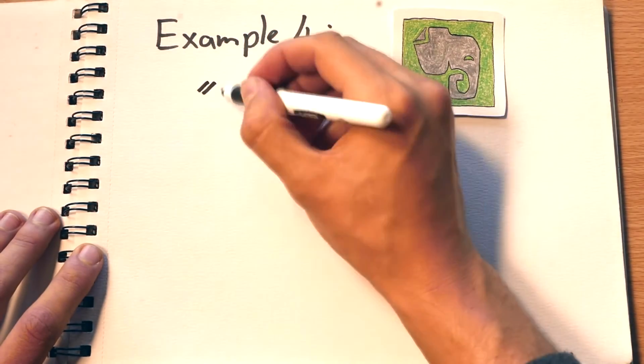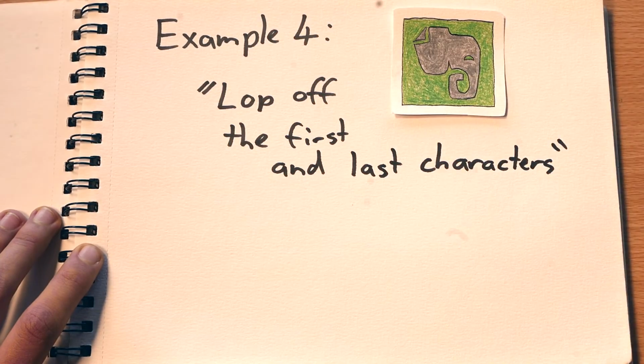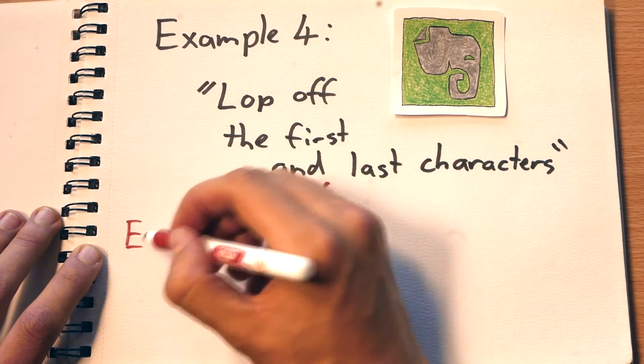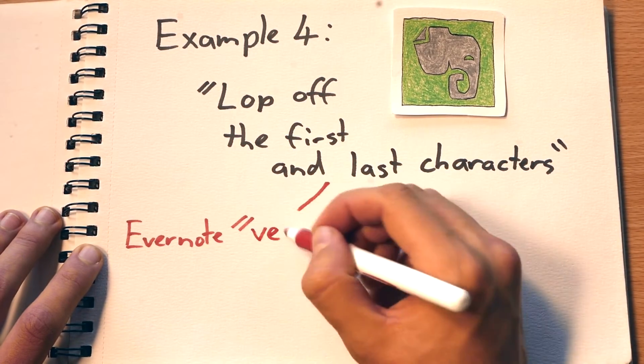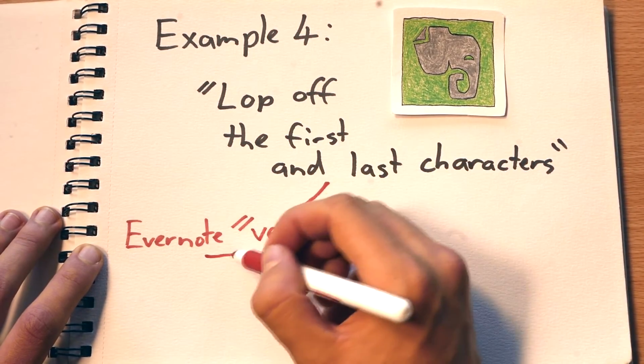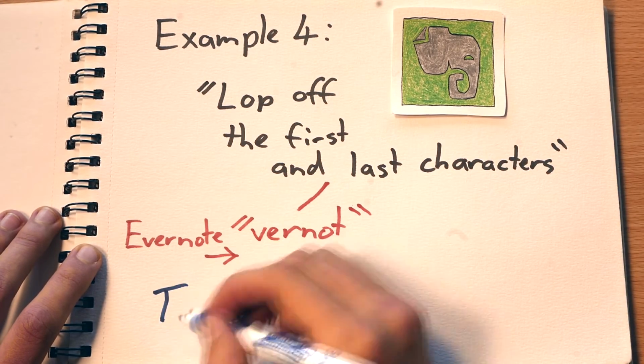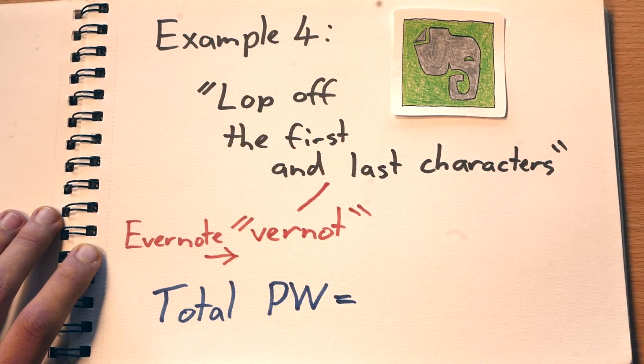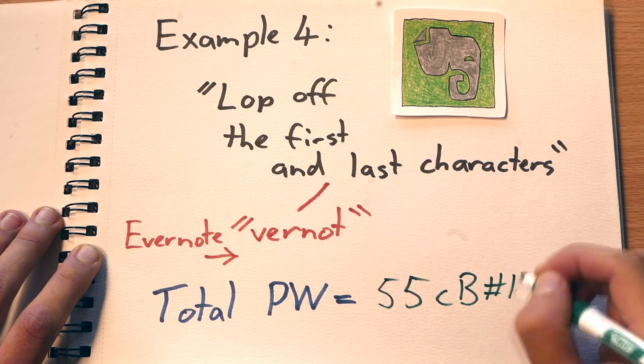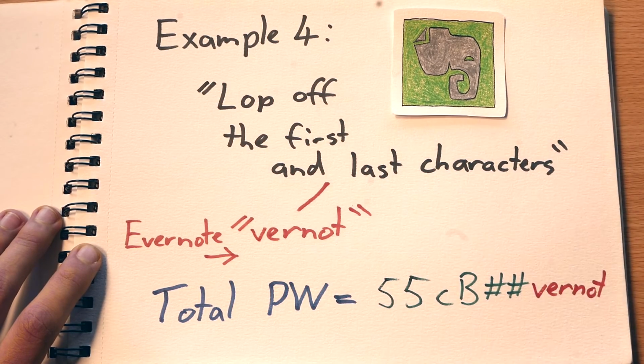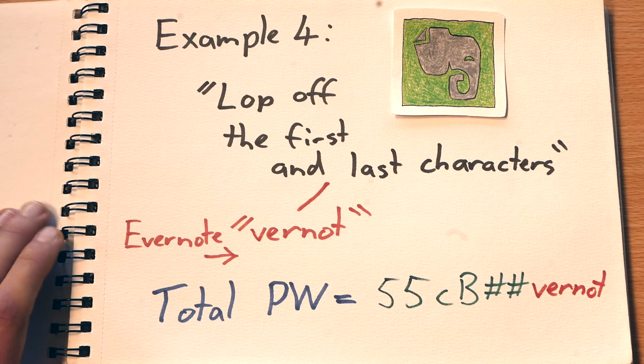All right, let's go to Evernote. How about we lop off the first and last characters for the formula? So it would be VERNOT. Now with this rule, each password that you have is going to be a different length. And also, if the name of the service has only 3 characters in it, then you're left with a variable password that only has 1 character. So you have to think about these contingencies.